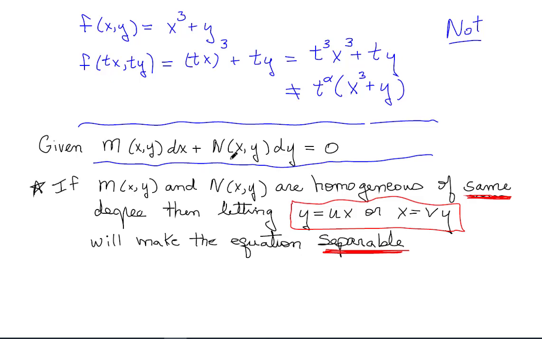So in this case, if m and n are both homogeneous of the same degree, then by letting y equal ux, or x equaling vy, it will make the equation separable. So again, if both m and n are homogeneous of the same degree, then we make the substitution and it turns our equation into one that is separable.